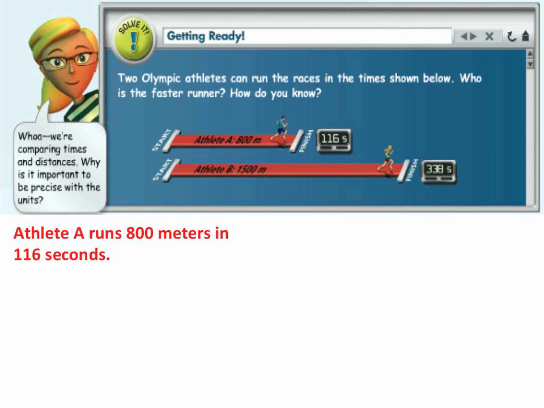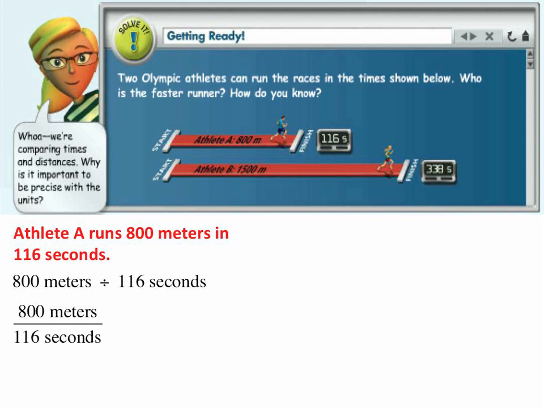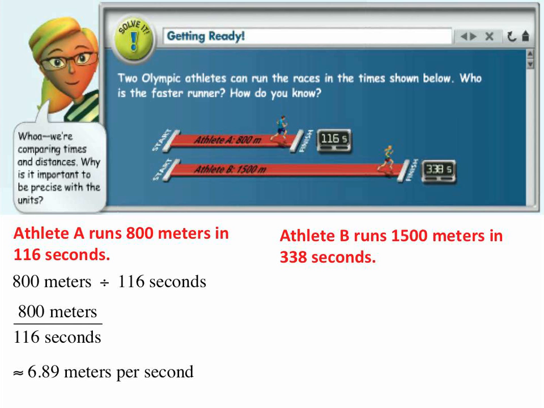So if we go to athlete A, he's running 800 meters in 116 seconds. Well, 800 meters divided by 116 seconds would tell me that it's 6.89-ish meters per second. Okay? So in 1 second, he goes about 7 meters.